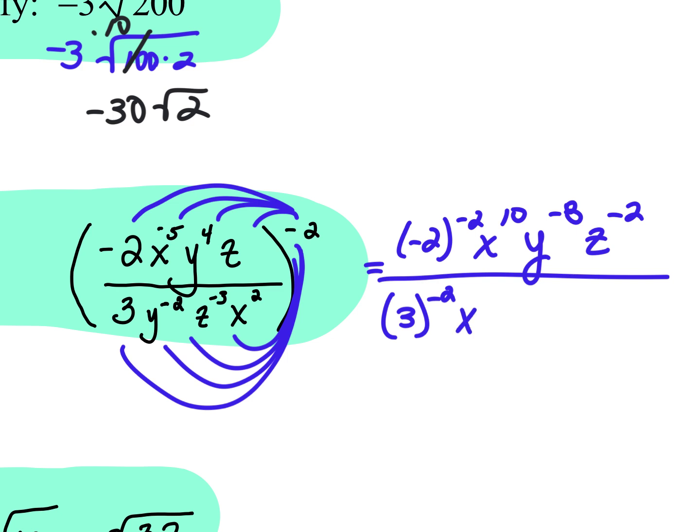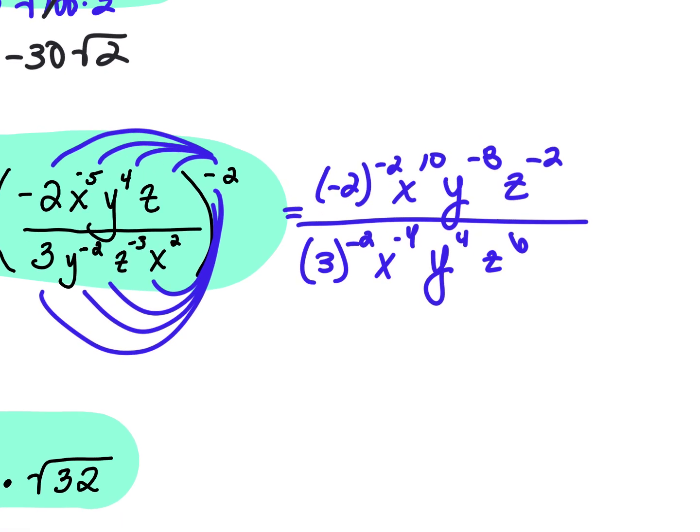So this would be x to the what? Negative 4th. Y to the negative 2 times negative 2, 4. And then z to the what? 6th. You could leave it in the order that it was. Just make sure when you go to simplify, you don't make a silly mistake.